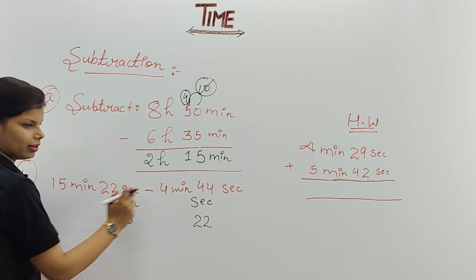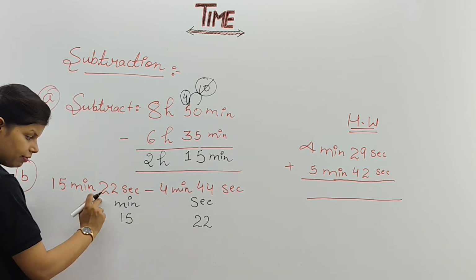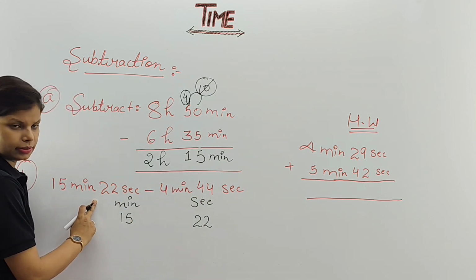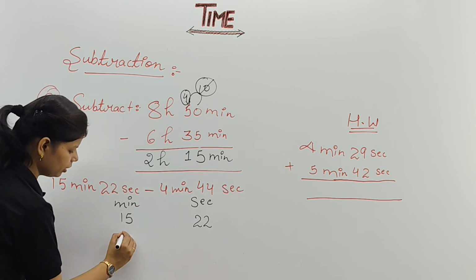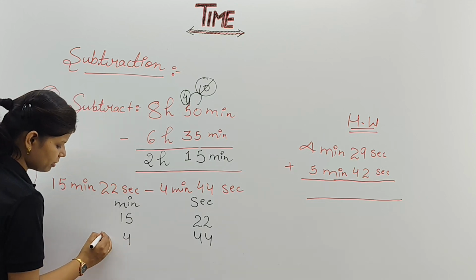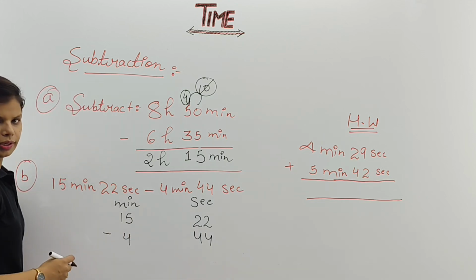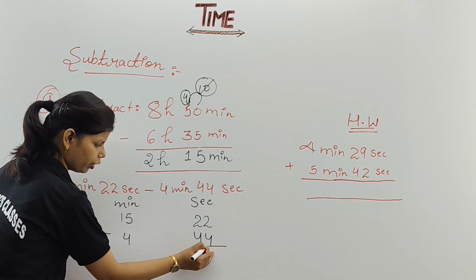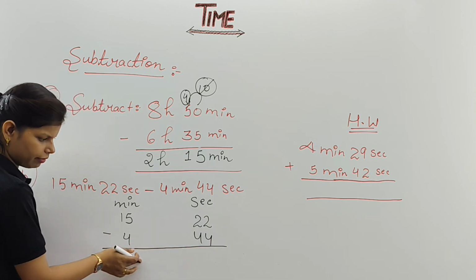Please don't write the bigger with the bigger one. No, not at all. Whatever it is given, that only you have to write. And the other you are having here, 4 minutes 44 seconds. Now here your minute is less but second is more than the first one. Still, to avoid your confusion, I hope that the things are visible.